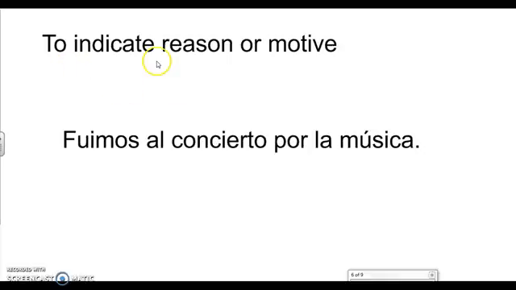We use por to indicate reason or motive. Por ejemplo, fuimos al concierto por la música. We went to the concert because of the music, or for the music. So when I say to indicate reason or motive, if you can ask the question, ¿por qué? And answer with por, that's what I mean by indicating reason or motive. In other words, in this sentence, I could easily ask, why did you go to the concert? Oh, we went to the concert for the music.